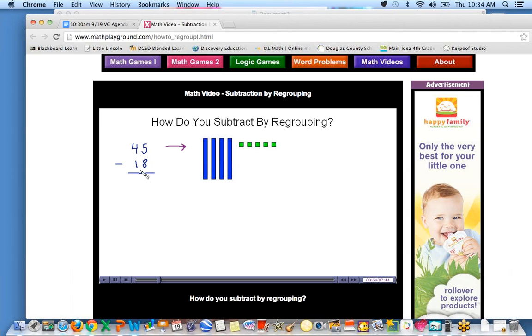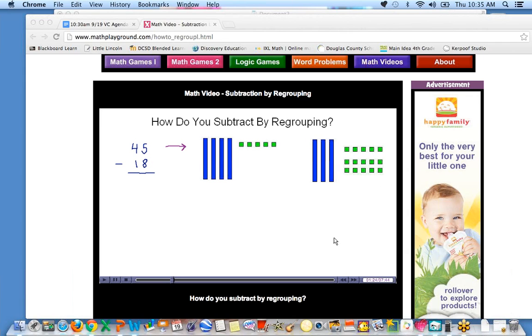If you look only at the ones in each number, you'll see that 18 has more ones than the number 45. So there aren't enough ones in 45 to take 8 away from them. So we have to do something called regrouping. When we regroup, we take a ten and rewrite it as ones. And we get a new picture or a new way to represent the number 45.